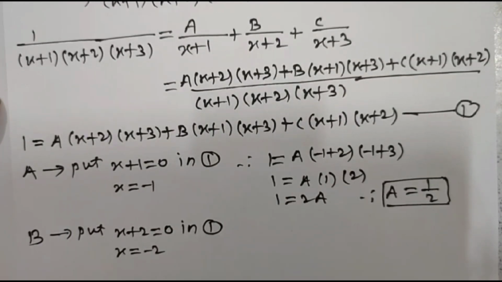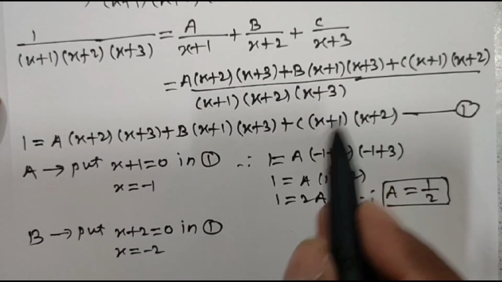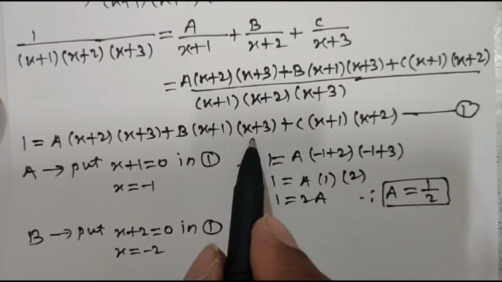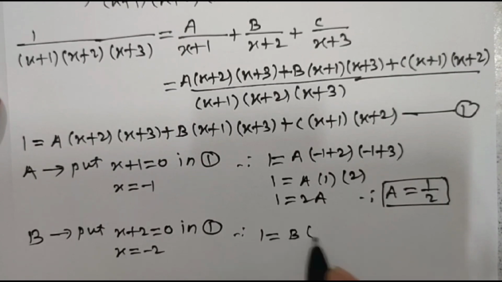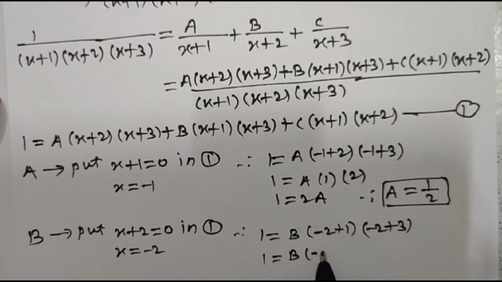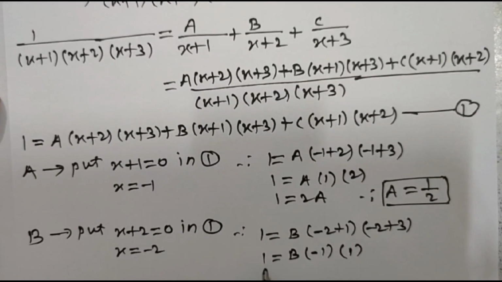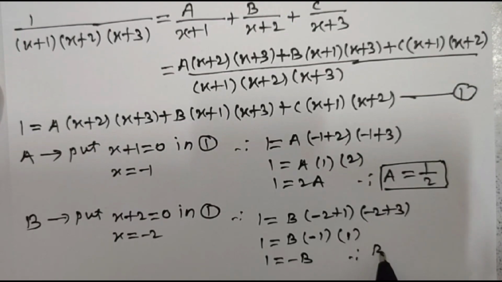If we substitute x+2 = 0, the first term becomes 0 and the third term becomes 0, and only the second term remains. Hence 1 = B(x+1)(x+3), replacing x by -2. So 1 = B(-2+1)(-2+3). -2+1 is -1, and -2+3 is 1. So 1 = -B, and hence B = -1. This is the value of the arbitrary constant B.